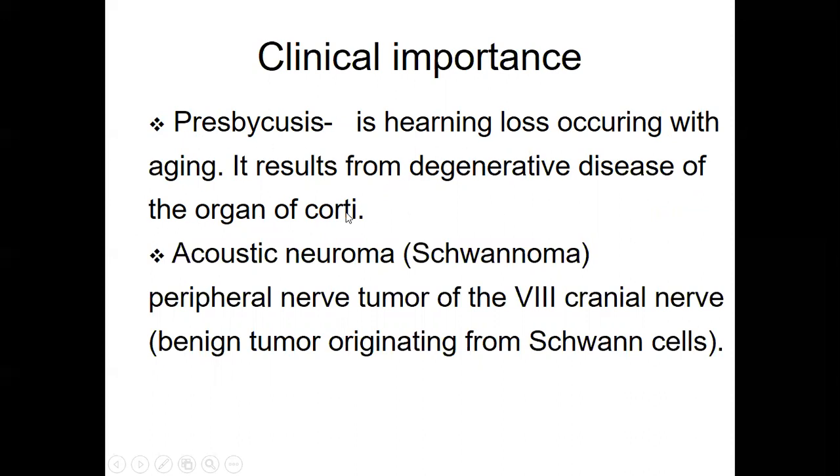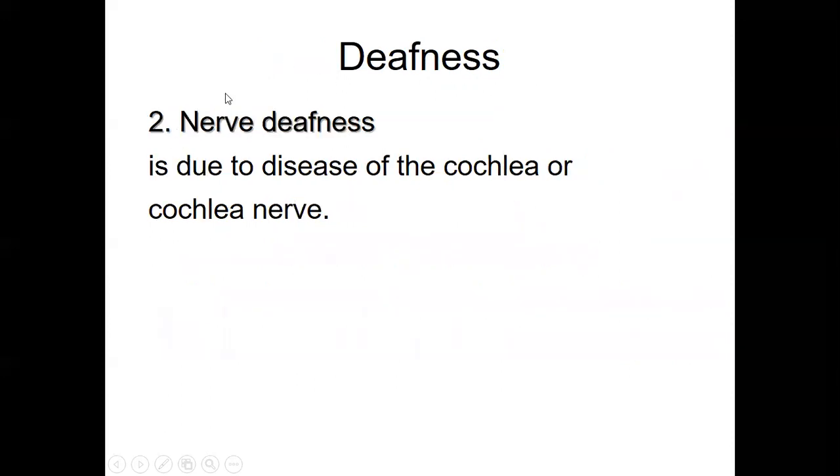Presbycusis is a hearing loss that occurs with aging, due to degenerative disease of the organ of Corti. Whenever the organ of Corti degenerates, it leads to hearing loss, known as presbycusis. Then we have acoustic neuroma, a schwannoma, a peripheral nerve tumor of the cranial nerve, a benign tumor originating from the Schwann cell. Nerve deafness is due to disease of the cochlea and also the cochlear nerve.